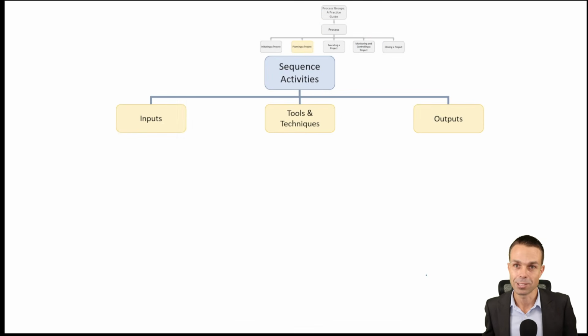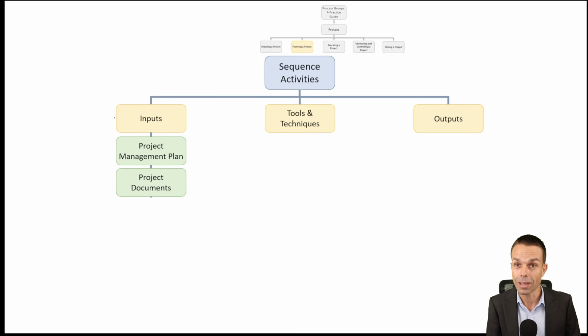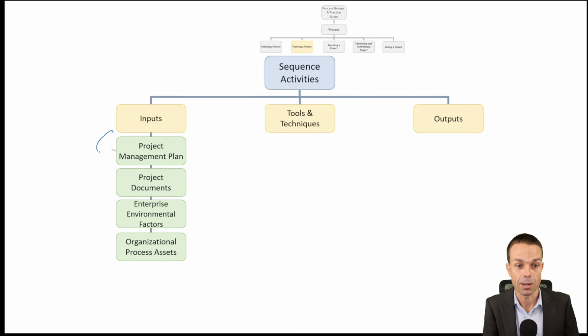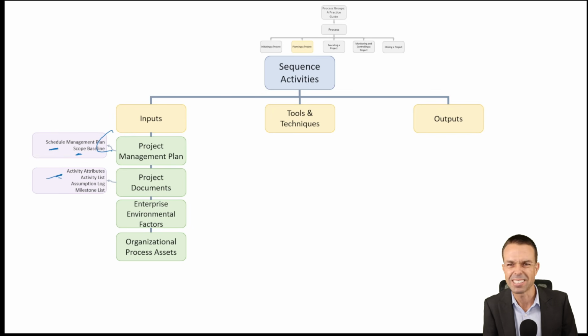Once we have that list of activities, we want to put them in the right sequence. Exactly right. So to do that, what are we going to need? The project management plan, and we want the schedule management plan, our process, the scope baseline, and all of those activity lists and attributes, and of course the environment.